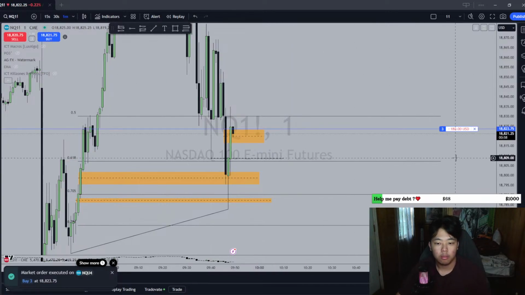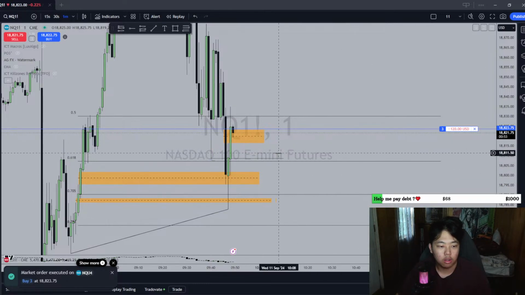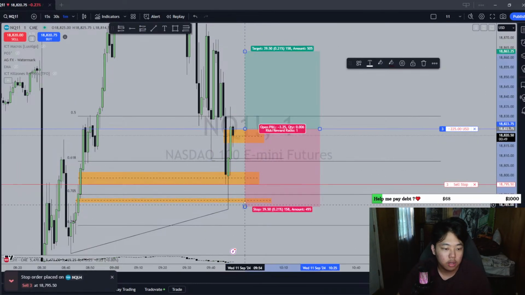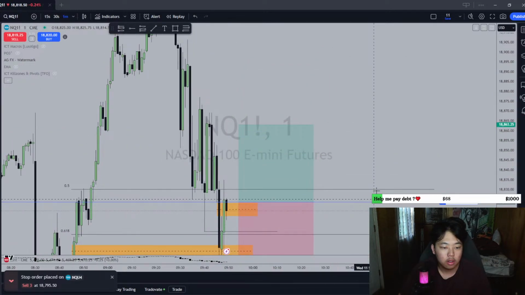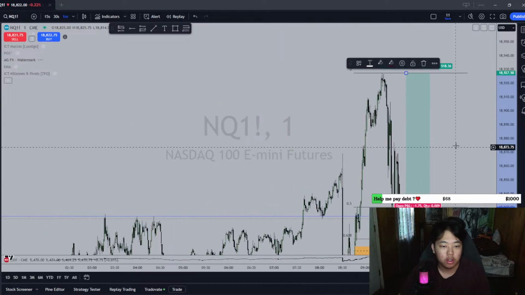Okay, there we go. Placing my long position here. My stops are pretty tight, just at this candle here. I got a pretty good fill. Let's see how this plays out. Stops are there, and then targets are these highs.